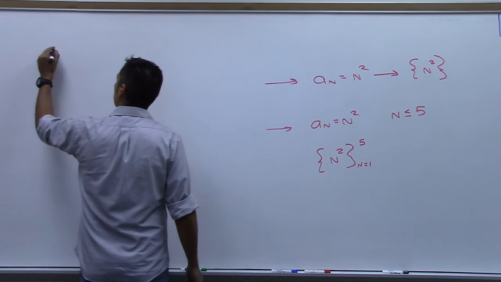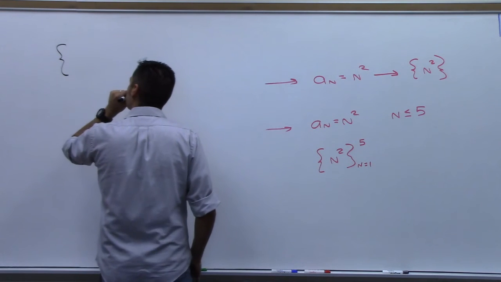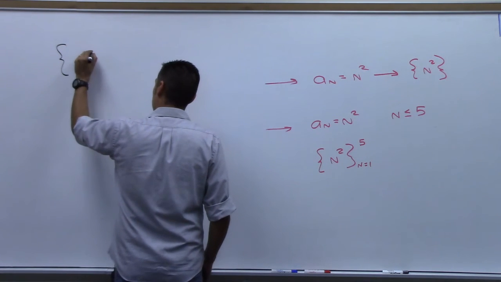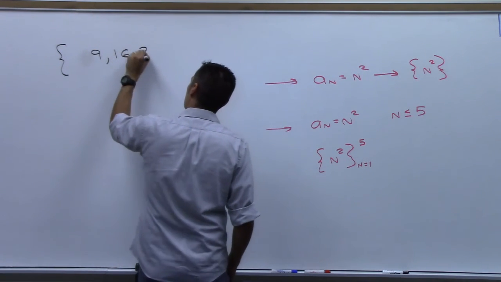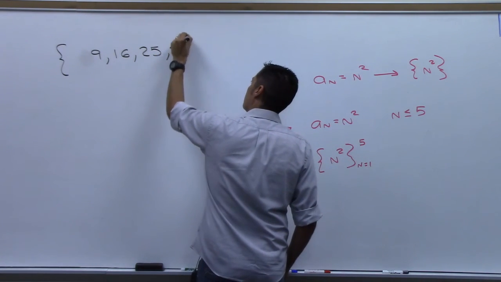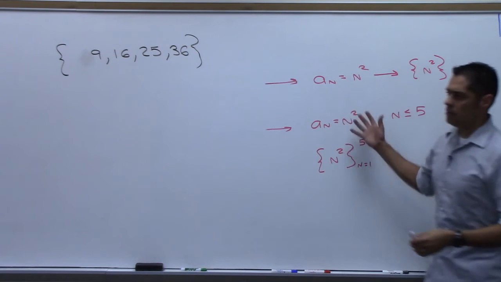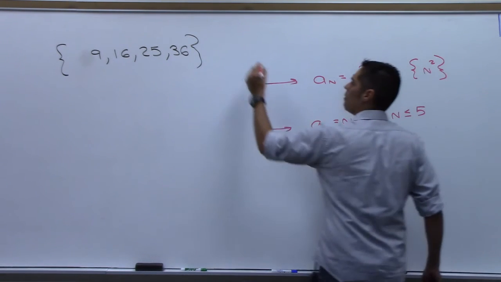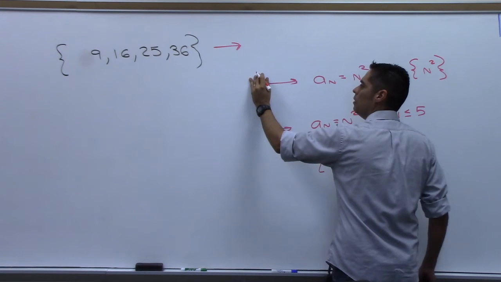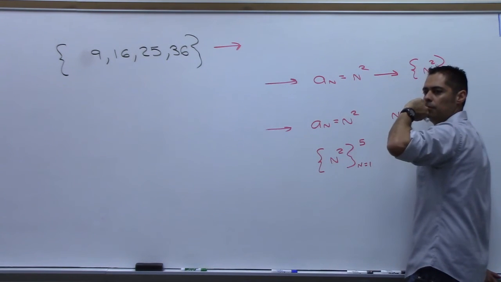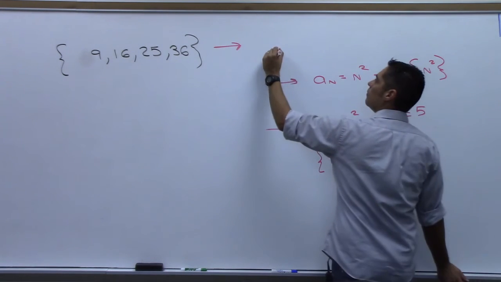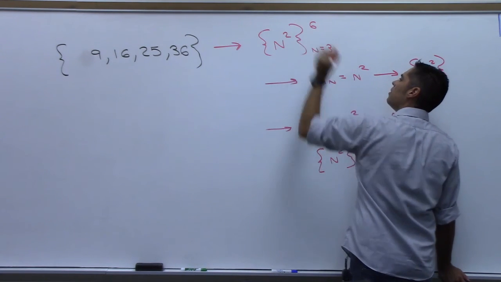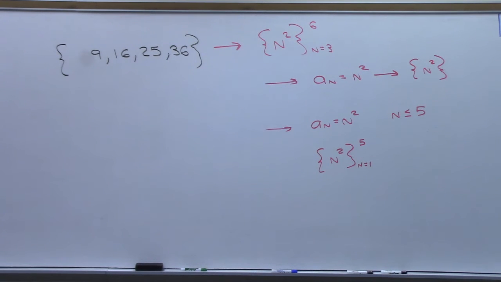How about this one? I would like for us to write that out in its formula form. So how would you write that in its formula form? You could go n squared, n equals 3 to 6. You agree with that? Yeah, I agree with that.